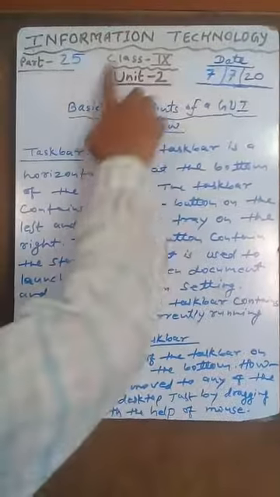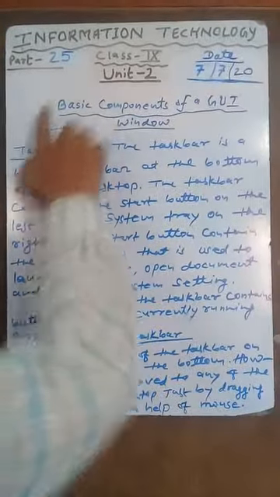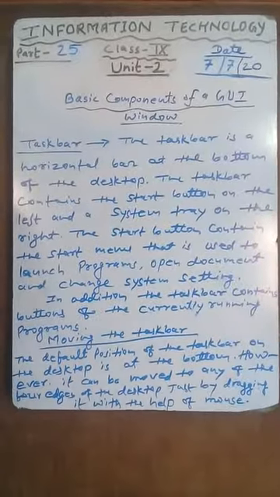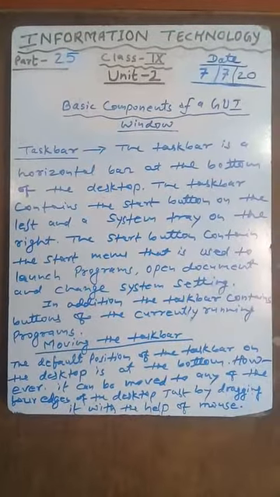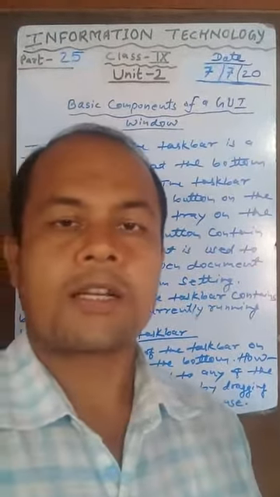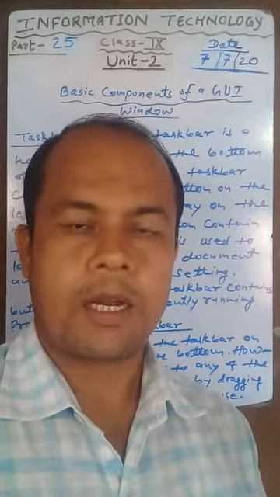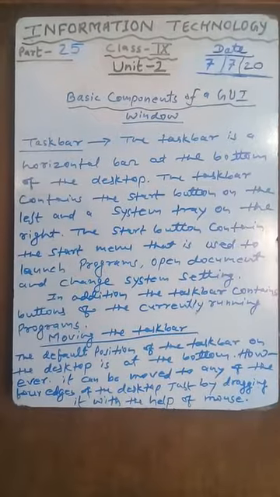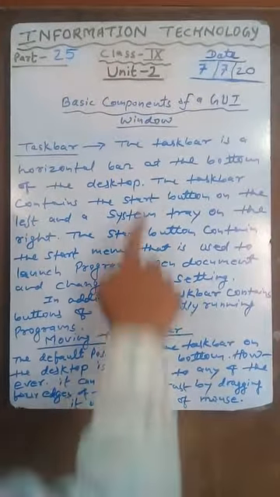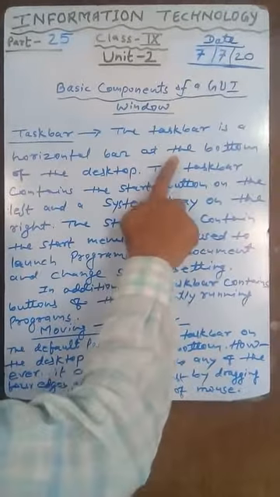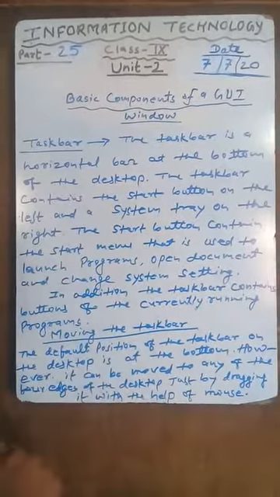Information Technology, Part 25, Class 9, Unit 2. Today we discuss the taskbar. What is the taskbar? Uses of the taskbar. The taskbar is a horizontal bar at the bottom of the desktop.